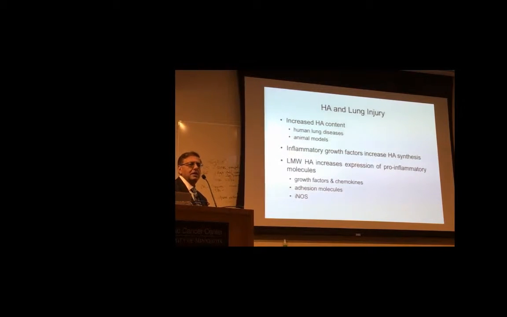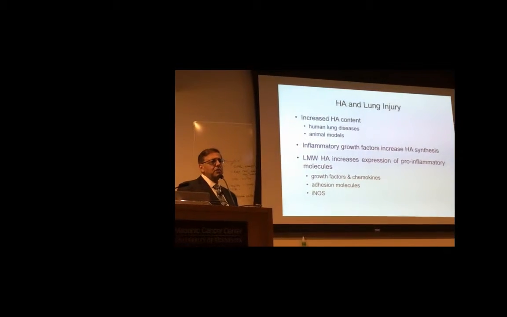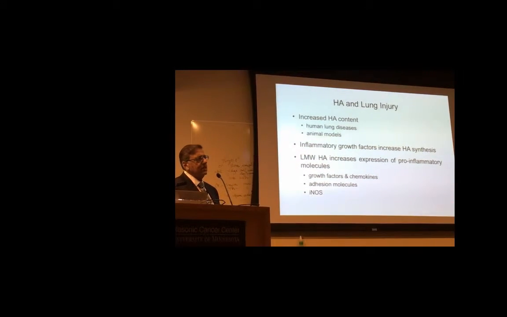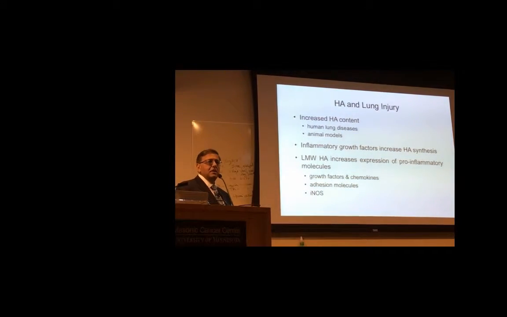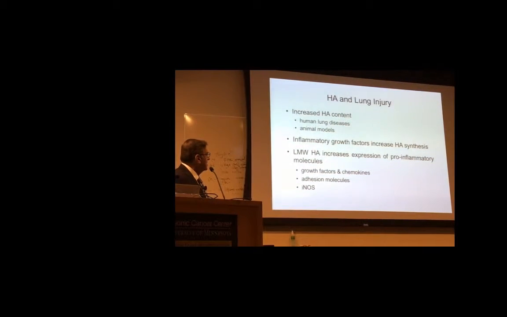So what's known about HA in lung injury? We know that in human lung diseases, farmer's lung, sarcoidosis, ARDS, HA in the lung goes up dramatically, and it goes up dramatically early in the disease process.